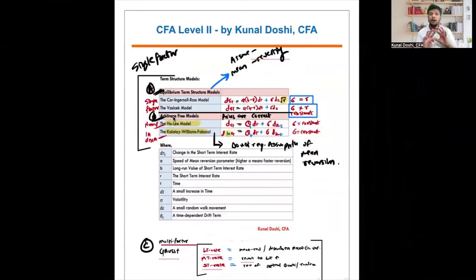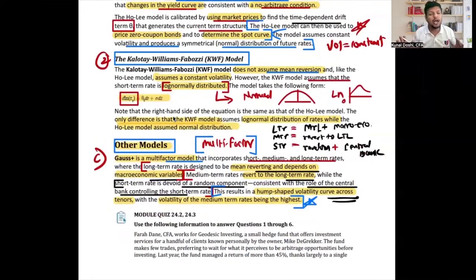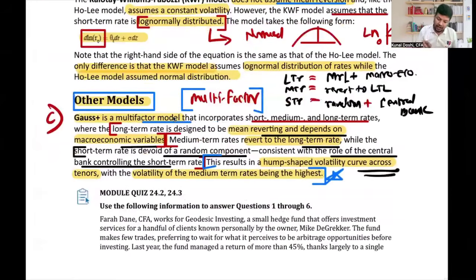Clear? Both are single factor models. But then do I have to remember the formula? No, you don't have to remember the formula. Okay, I'm telling it upfront.